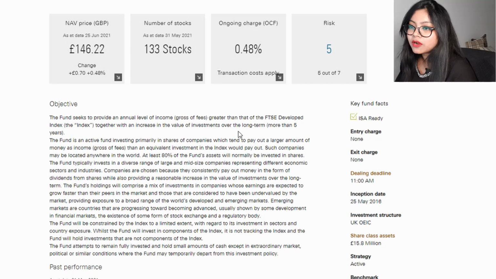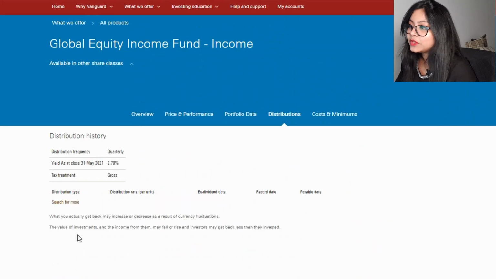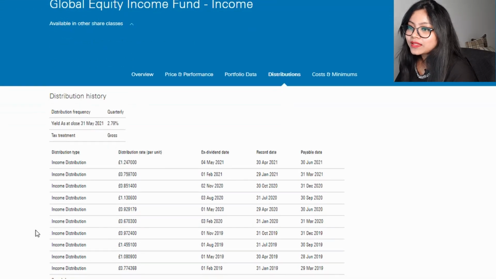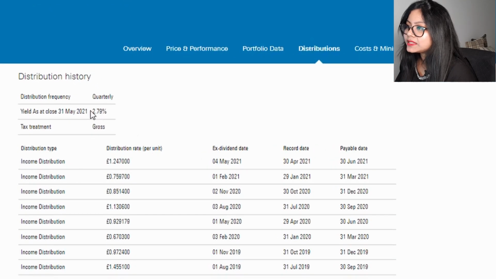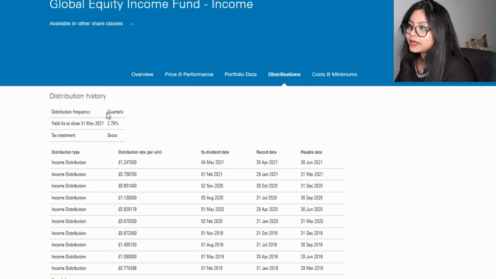In terms of number of stocks, they have about 133 different stocks being actively managed and looked at for you, so that you have a well diversified exposure to the stock market. Let's talk about the distribution or the dividend yield number, because that's the primary objective of this fund. They have about 2.79% dividend yield, and that was as of the end of May. They pay this out on a quarterly basis. So 2.79% is an annual number, but you get paid on a quarterly basis.